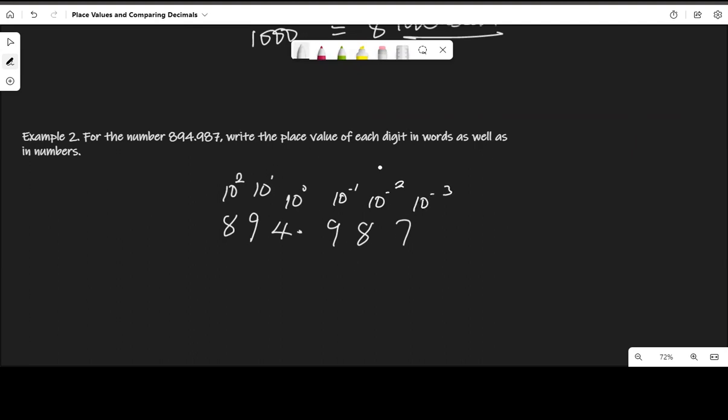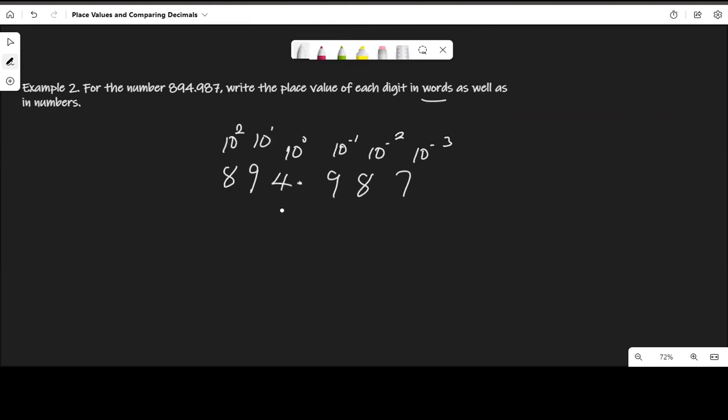So now we are asked to write each one in words and in numbers. So for this 4 here, that is 4 units, because 10 to the power 0 is 1, and 1 we call a unit. So the place value of this 4 is unit. Let me write it: 4 equals units. In words and in number it is 4. Then that is that for 4.